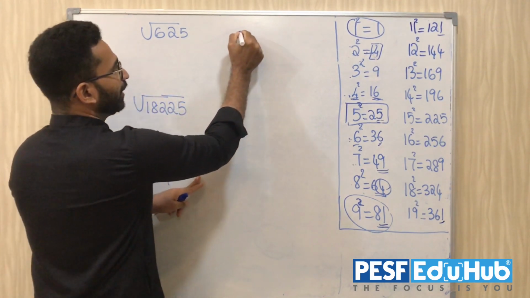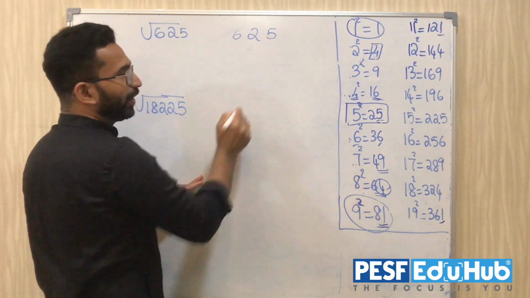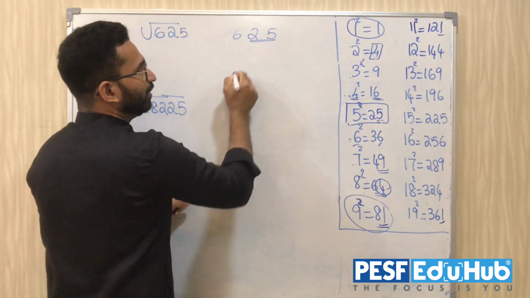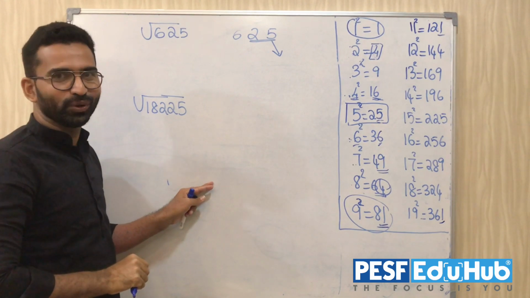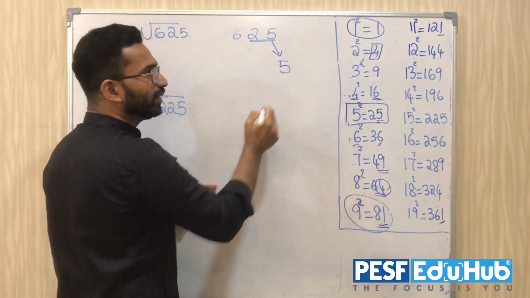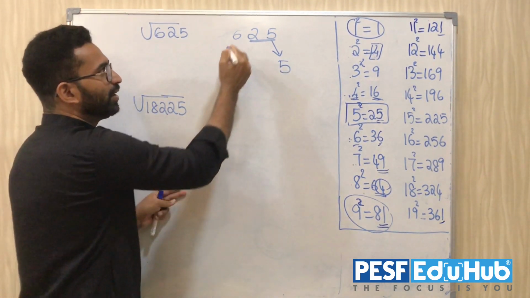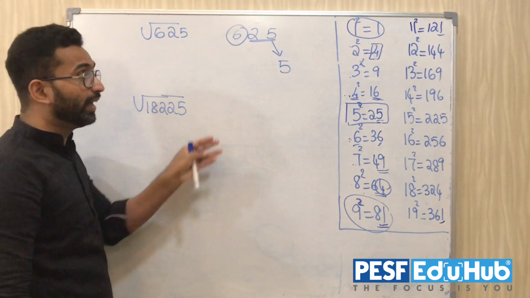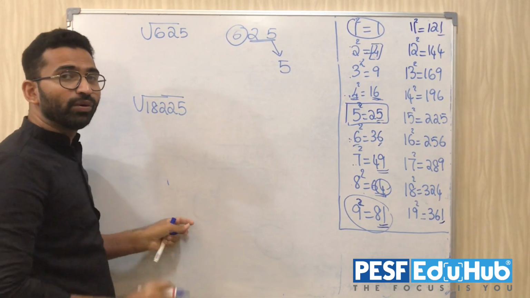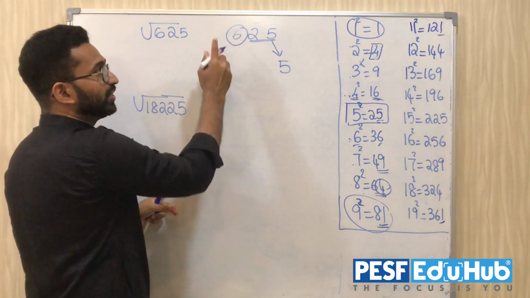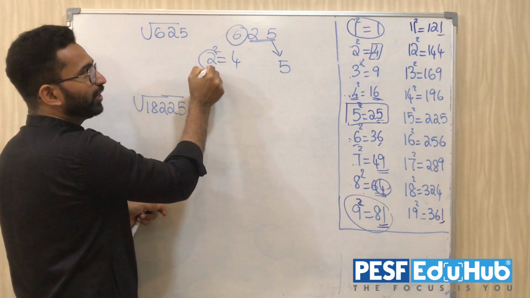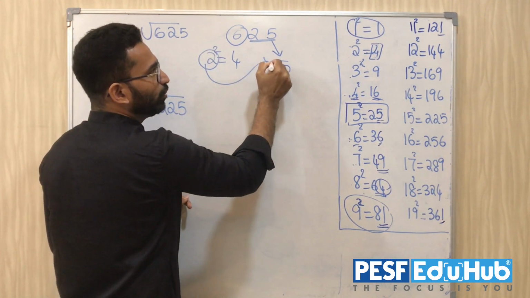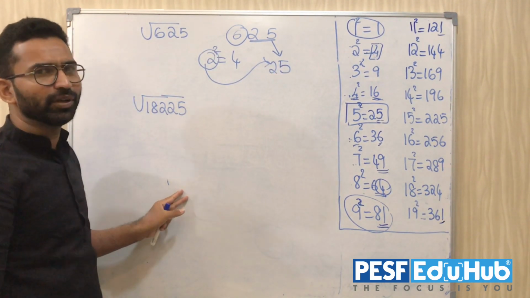Okay, 625. Make a pair 25. Since the number is ending with 5, we have only one choice. So your answer is ending with 5. Very simple technique. What is the leftmost digit? It is 6 here. What is the perfect square very close to 6? That is 2 square, which is equal to 4. It means you have to take this 2, right along with your 5. Your answer is 25. Am I right?